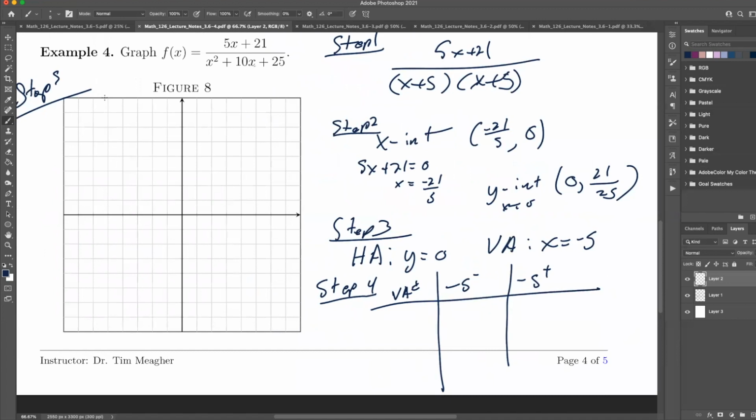So here would be -5. Let me put this in. This is my asymptote right here. Notice here at -21/5, so a little bit over -4, I have an x-intercept, a 0. And then at 21/25, a little less than 1, that's my y-intercept. So I know I have these points, and I want to figure out my behavior around the asymptote. Well, here I just want to find the sign of f of x.